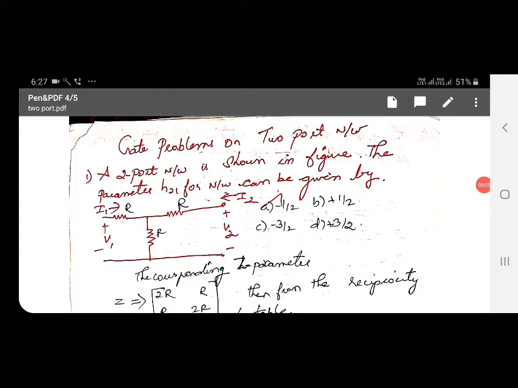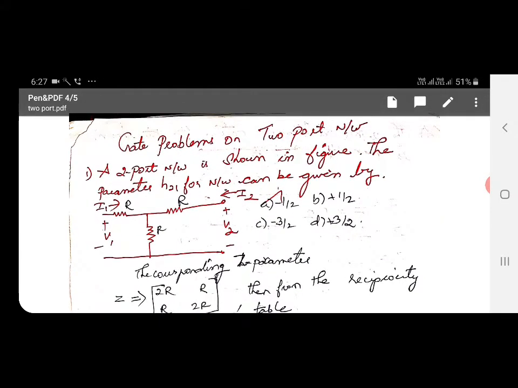Hi friends, in this video we can see some GATE problems related to two-port networks. In the previous video we saw what a two-port network is, the reciprocity condition for a two-port network, and the different parameters: impedance, admittance, transmission and hybrid parameters, and the method to find these parameter matrices. In this video we can see some of the GATE questions related to two-port networks.